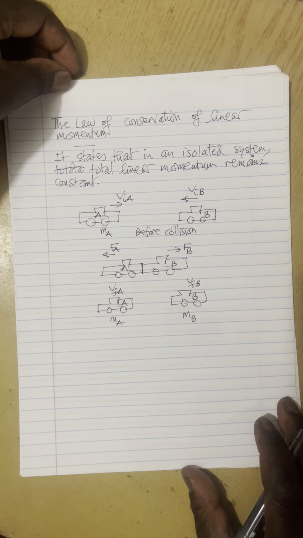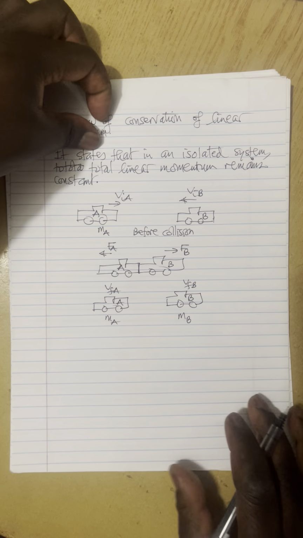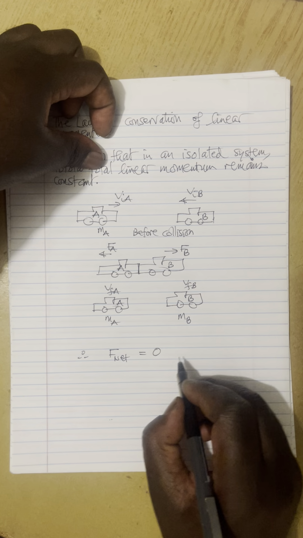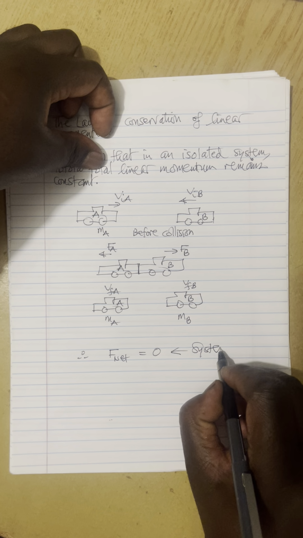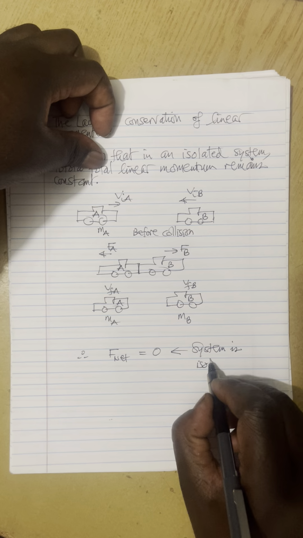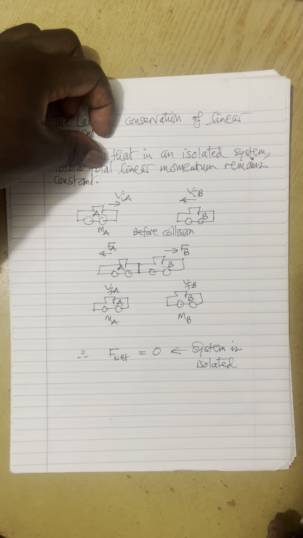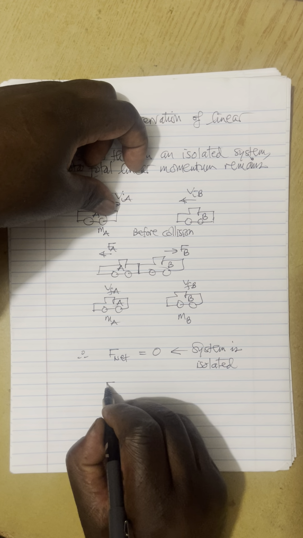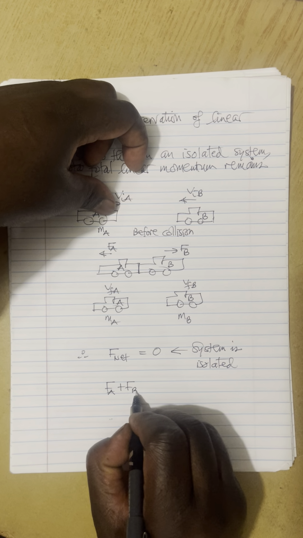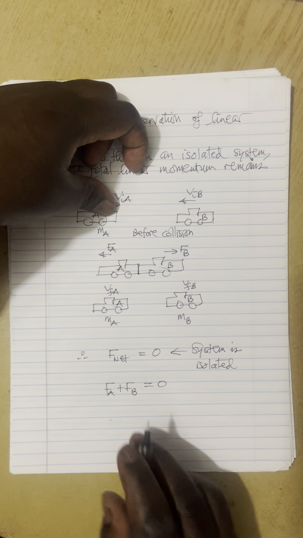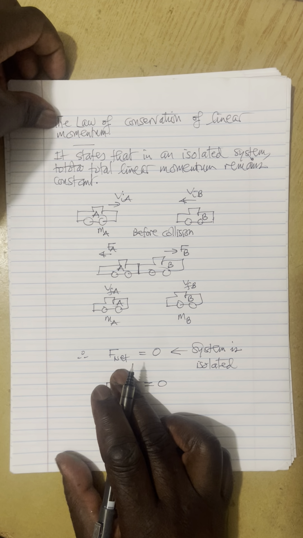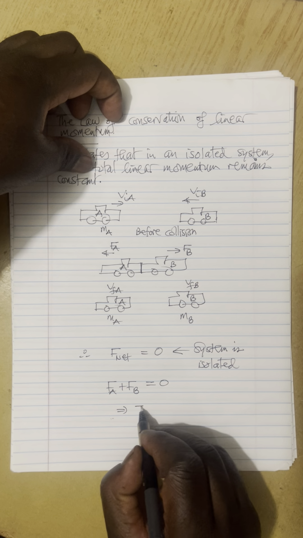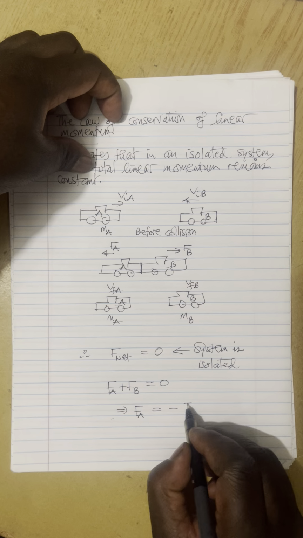So we are saying the system is isolated. It means net external force is 0. So we can say, therefore, F net is equal to 0. Why? The system is isolated. In other words, there's no frictional force. Net external force is 0. What does it mean? We have two forces here. It means that Fa plus Fb must be equal to 0, because net force is 0. And what is net force? We define net force as the sum of all forces acting on a system. And therefore, from here we can say Fa is equal to minus Fb.